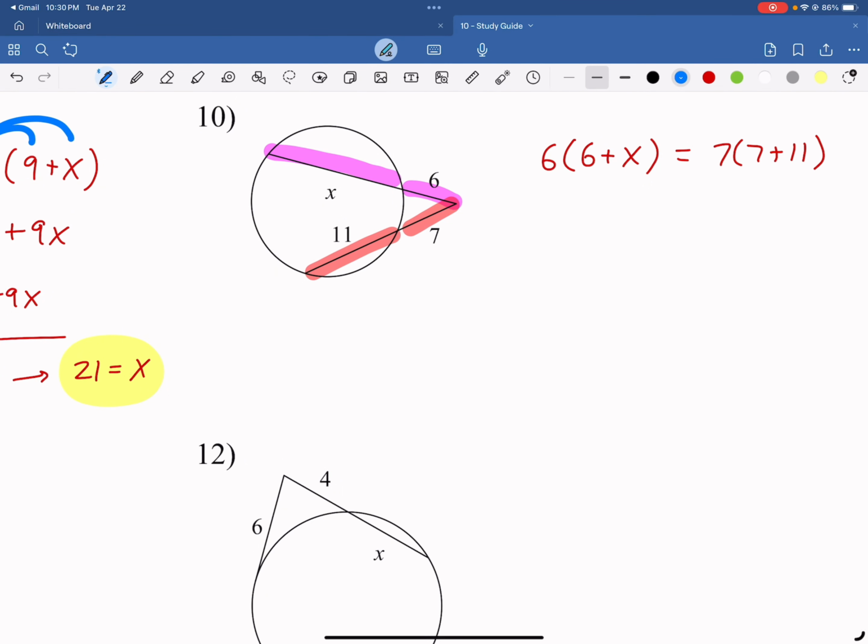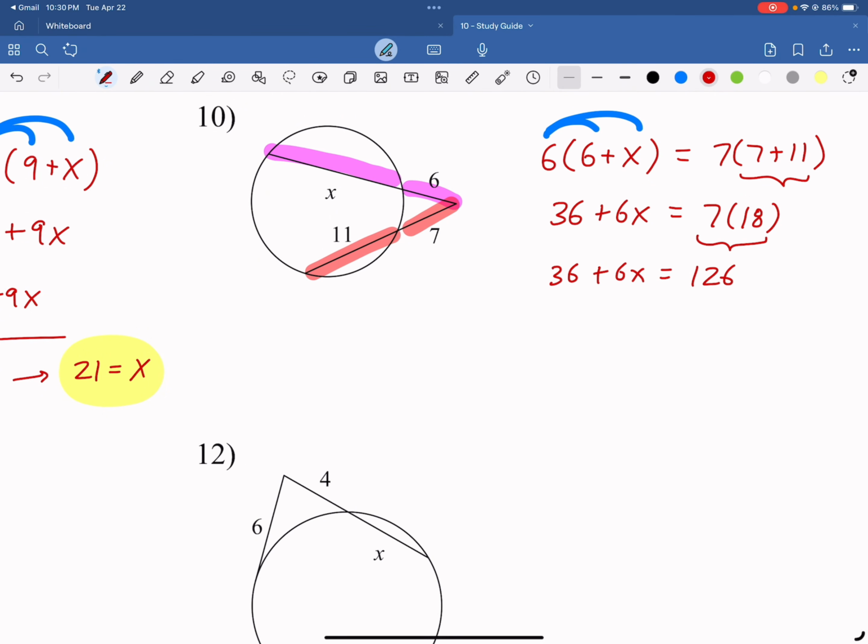And so this is going to distribute, right? That's going to become 3 times 36, that's going to become 6x. We don't need to distribute this. I'm just going to treat it as if they just added up together. The left side stays the same. 7 times 18, I believe, is 126, because I'm just a human calculator. There you go.